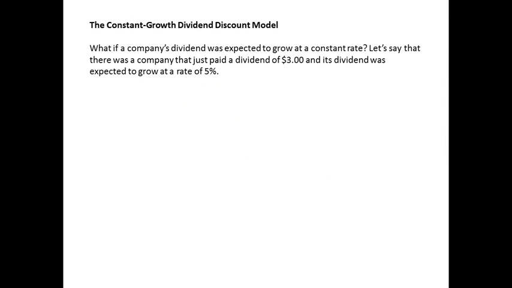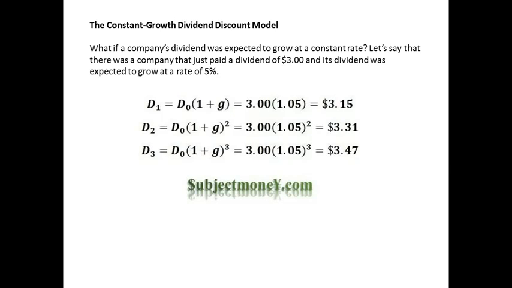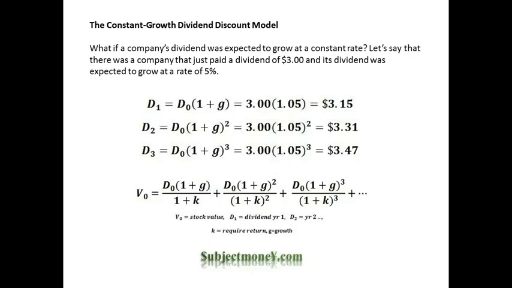The constant growth dividend discount model. What if a company's dividend was expected to grow at a constant rate? Let's say that there was a company that just paid a dividend of $3 and its dividend was expected to grow at a rate of 5%. If this were the case, the dividend in year 1 would be $3.15, the year 2 dividend would be $3.31, and the year 3 dividend would be $3.47. We would have to keep solving for each year's dividend at the growth rate and then discount them by the discount rate. The constant growth dividend discount model can be simplified as shown here.